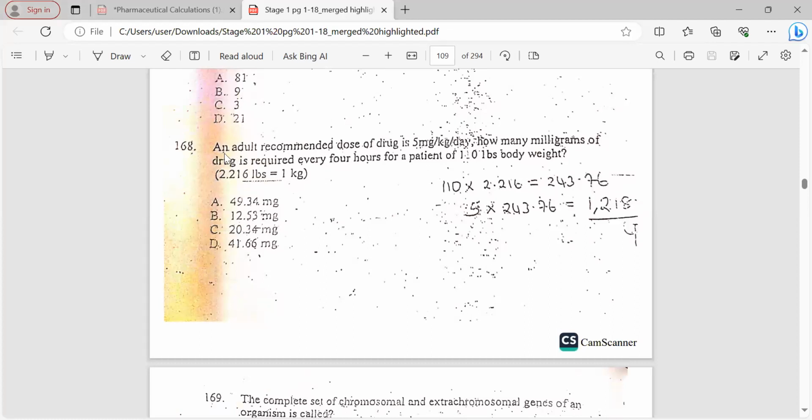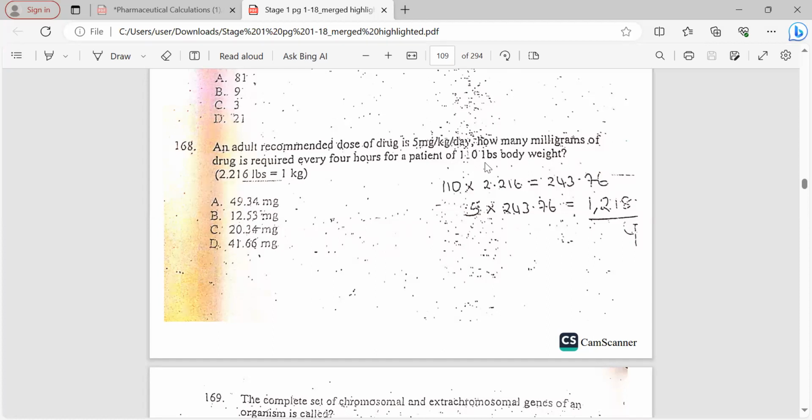So the next one, an adult recommended dose of a drug is 5 milligrams per kg per day. So how many milligrams of the drug is required every 4 hours for a patient of 110, okay, 110 lbs body weight, assume.